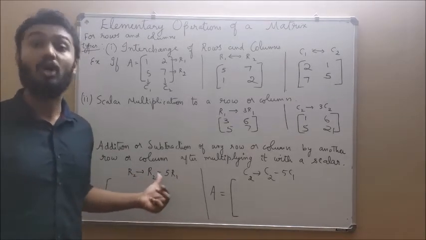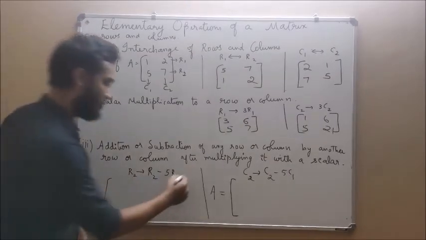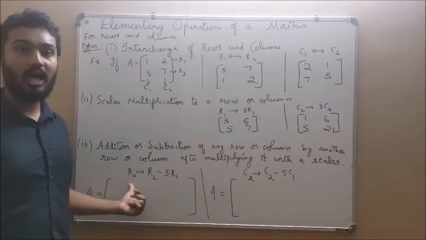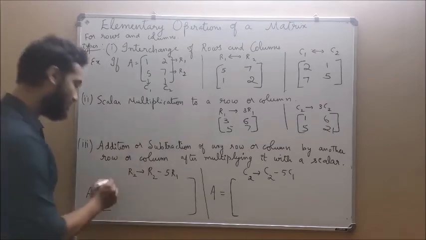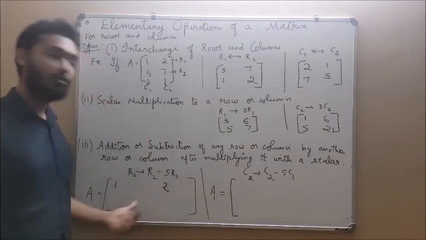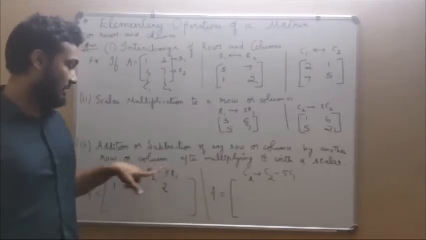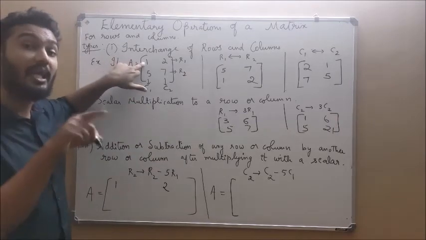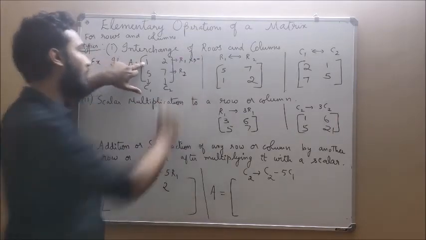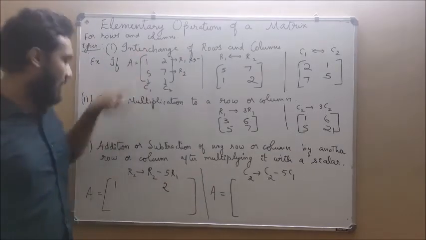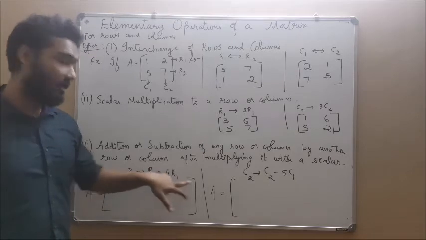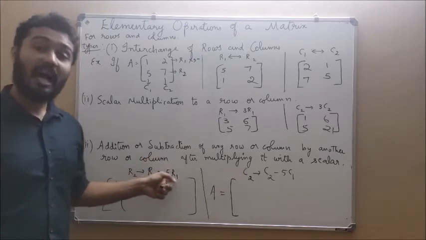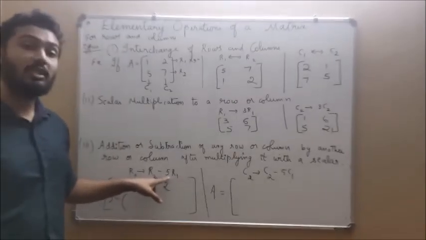So how do we do this? We are operating on only R2, so R1 remains the same. R1, write as it is, 1, 2. Next, R2 changes to R2 minus 5R1. Here this is R1 multiplied by 5. Then we subtract. What is R2 here? 5 minus 5R1. 5R1 means 5 into the first row.